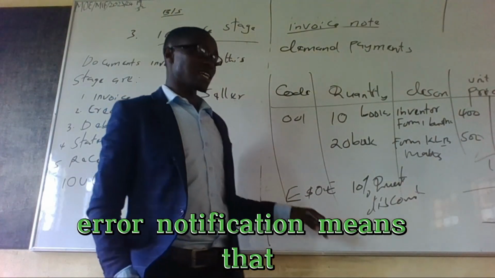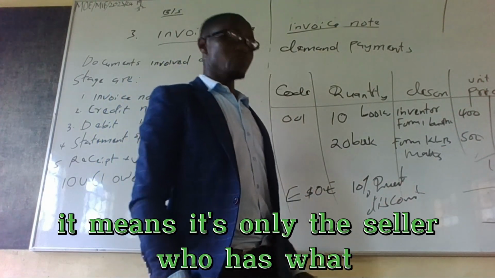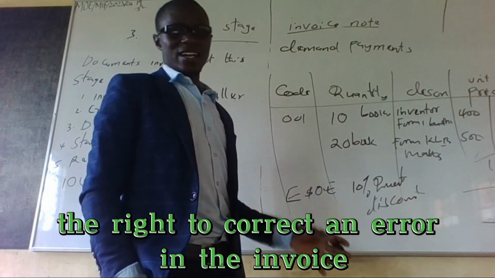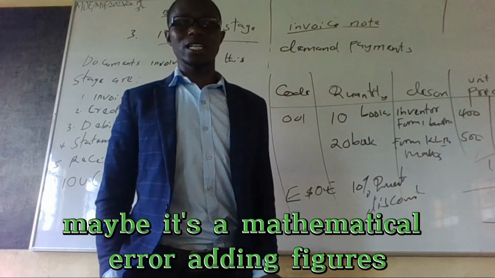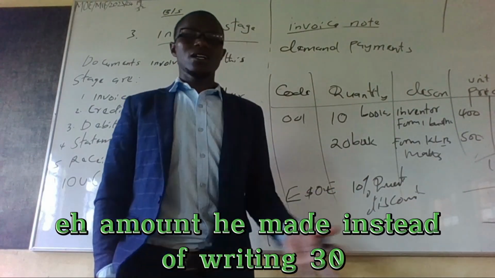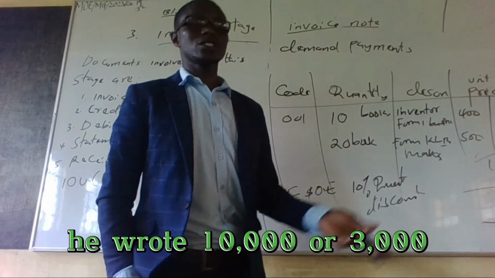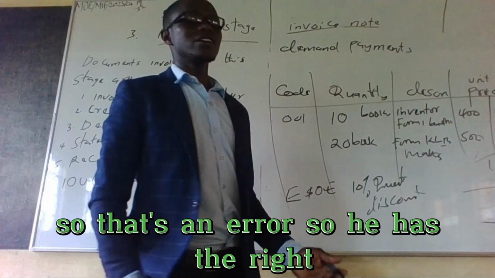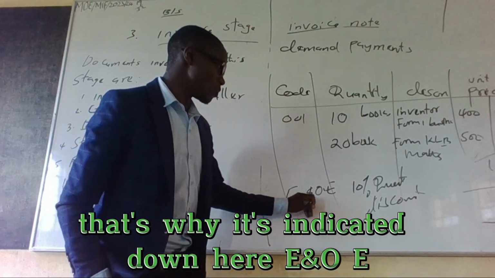What is the meaning of error and omission exempted? It means it's only the seller who has the right to correct an error in the invoice. So the seller might make an error, maybe an arithmetic error, adding figures, amounts. Instead of writing 30,000, he wrote 10,000 or 3,000. So that's an error, so he has the right. That's why it's indicated down here: E and OE, error and omission exempted.